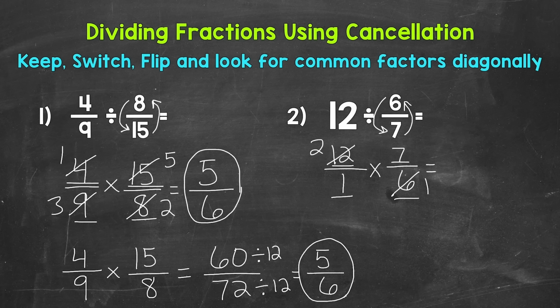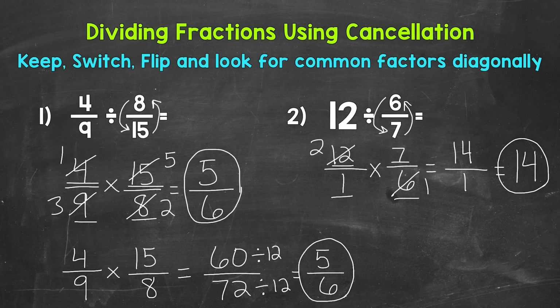So now we're ready to multiply straight across. Let's start with the numerators. 2 times 7 is 14. Now for the denominators, 1 times 1 is 1. So we end up with 14/1, which is 14. And that's our final answer. So there you have it. There's how to use cancellation when we have a division problem involving fractions.